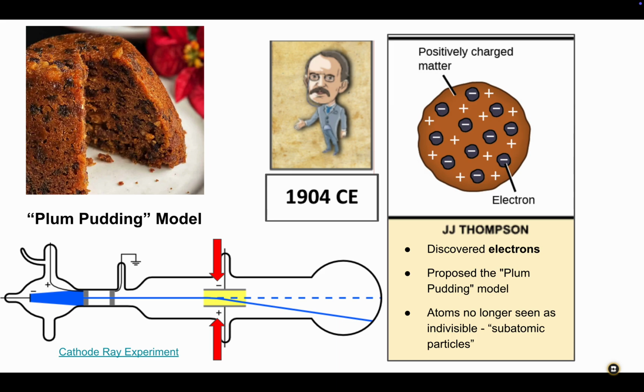The cake part of the plum pudding model, he said that would be, if you're using that as a model, the cake is positively charged and the raisins are negatively charged. So there's no one thing that carries a positive charge, but there are subatomic particles called electrons that carry the negative charge. Now we know that's not correct.